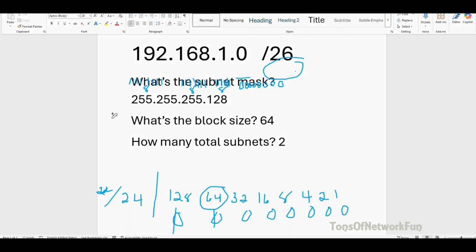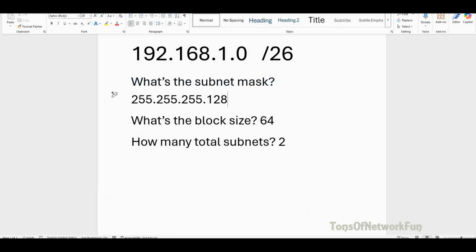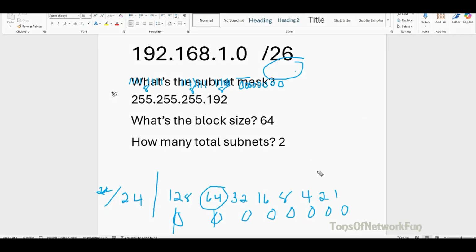Now the subnet mask, we are here, right? The 2 bits borrowed, that means we are here. So we need to simply add 128 plus 64. 128 plus 64 will give you 192. Now how many total subnets? The formula is 2 to the number of bits borrowed. The number of bits borrowed here is 2, right? So 2 to the power of 2 equals 4 total subnets.